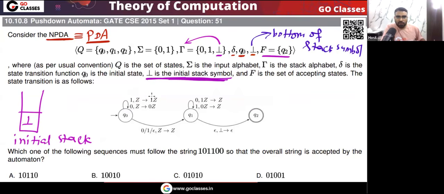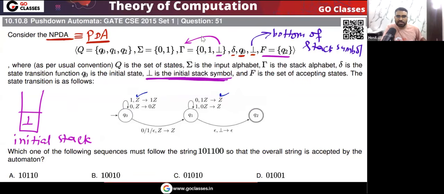Then you tell me, what is this Z? In the transitions, what is this Z? See, this Z is not the initial stack symbol. Already the initial stack symbol is this. Then what is this Z? This Z is not the input alphabet. This Z is not even the stack alphabet.